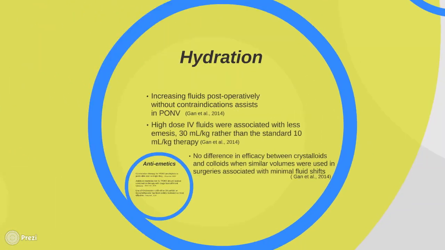Hydration has been noted to be quite a big area, particularly in post-operative nausea and vomiting. It has been found that increasing fluids post-operatively without contraindications assists in post-operative nausea and vomiting. It has been found that higher doses of IV fluids, a rate of 30 mL per kilo, were associated with less emesis rather than the standard 10 mL per kilo. There was also no difference in efficacy between crystalloids and colloids when similar volumes were used in surgeries associated with minimal fluid shifts.